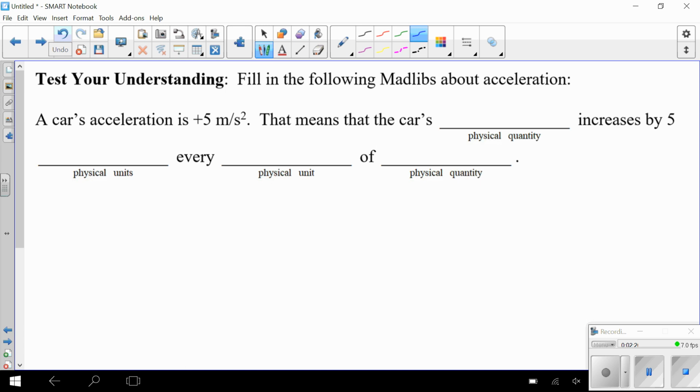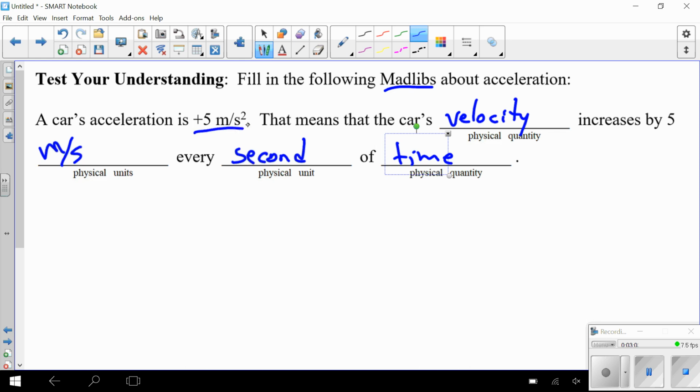Now, this takes you through describing acceleration, kind of like you did with Mad Libs back when you were a kid. A car's acceleration is 5 meters per second squared. That means the car's speed or velocity increased by 5 meters per second every second of time. That's what we're saying when we say an acceleration is 5 meters per second squared.